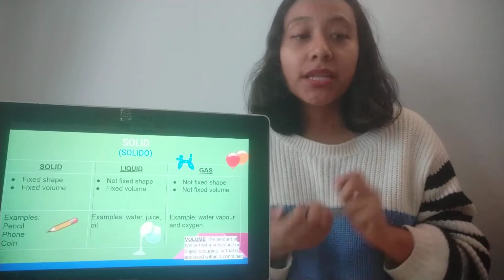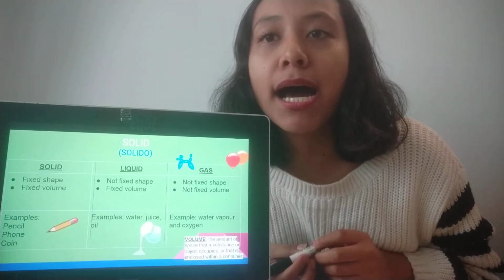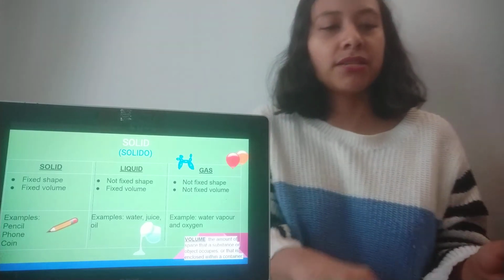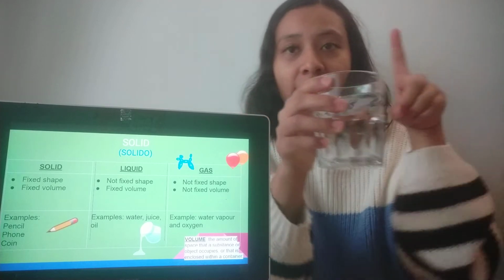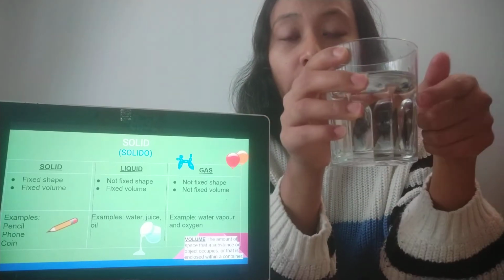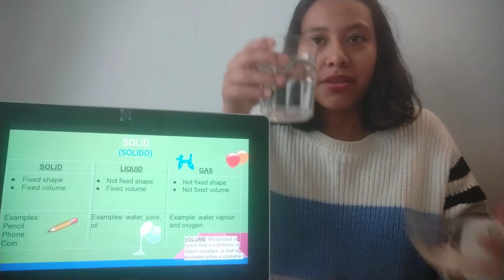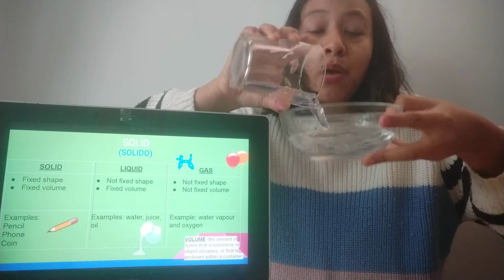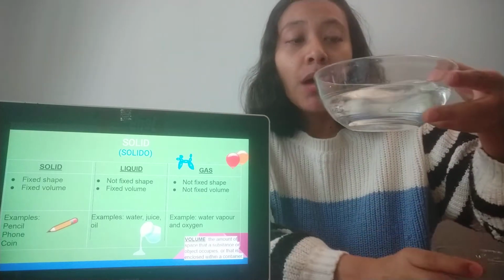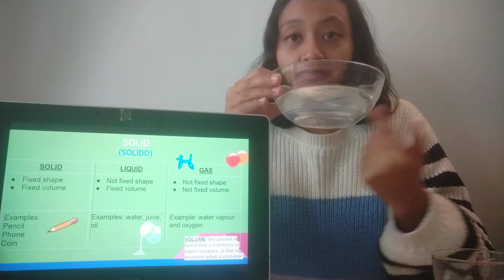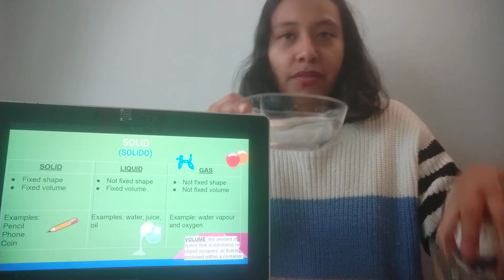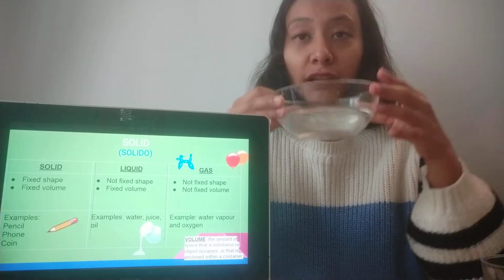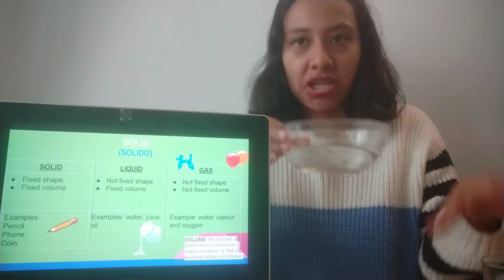Now we go with liquid. Liquid does not have a fixed shape, but it does have a fixed volume, all right? So for example, I have a glass of water right here. The glass is a solid, and the water is a liquid. So if I pour this water into another container, it's the same volume because it's the same amount of water, but now the shape has changed. See, it's kind of circular, and this one is kind of oval, you could say, all right? So the volume does not change, but the shape changes, all right?